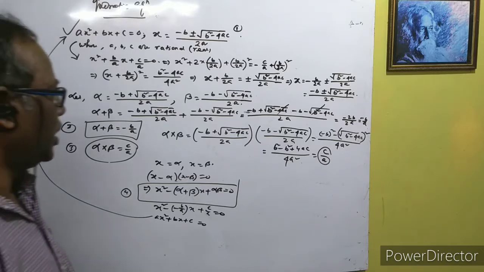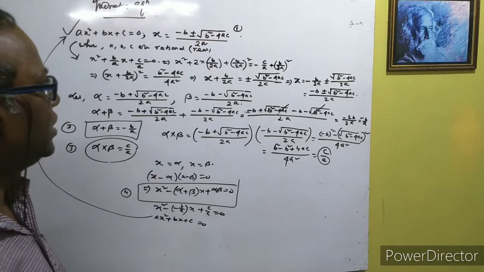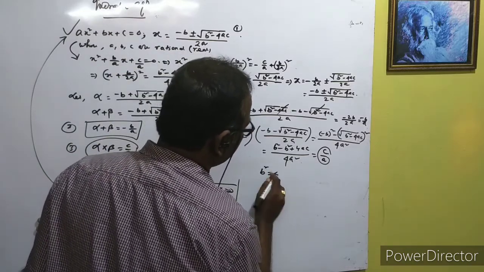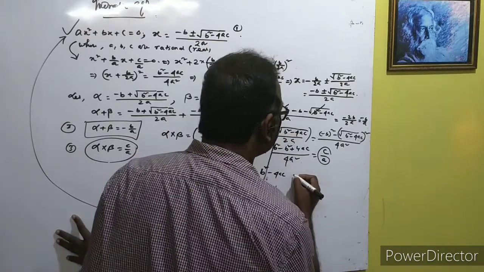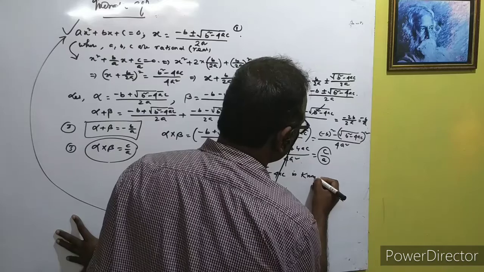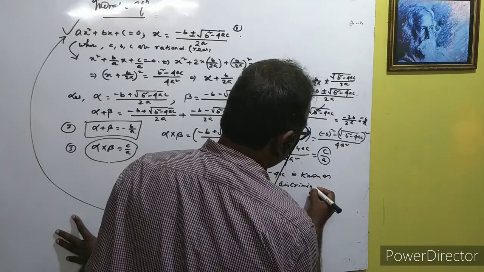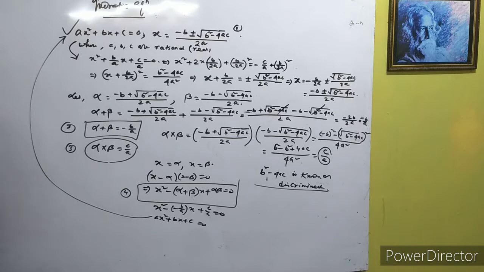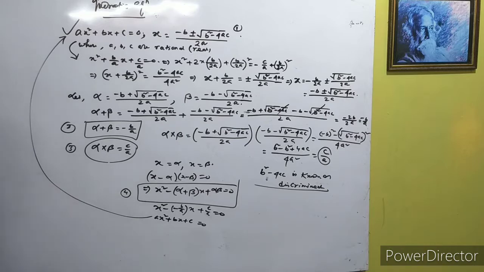Now, another point about the discussion: root over b square minus 4ac is part of the quantity known as the discriminant. So b square minus 4ac is known as the discriminant, and the nature of the roots depends on it. Nature of the roots depends on this part, b square minus 4ac.